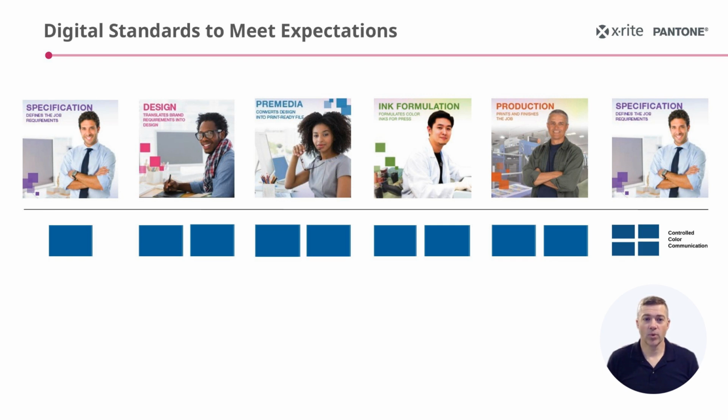However, it's important to remember that physical standards still play a role. They're useful for designing, selecting colors for projects, and occasionally for communicating colors visually. But when it comes to actual production, it's crucial to rely on digital standards to achieve color consistency and accuracy from specification to production.